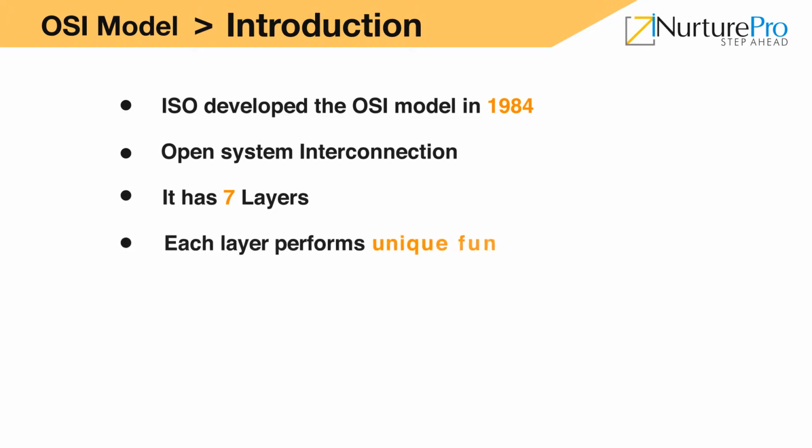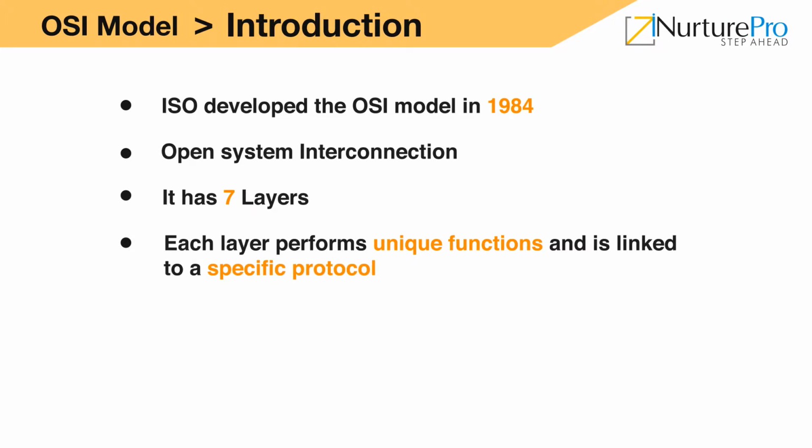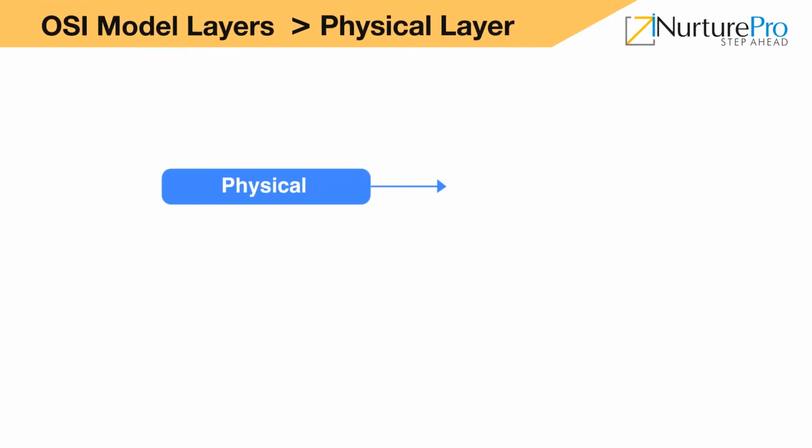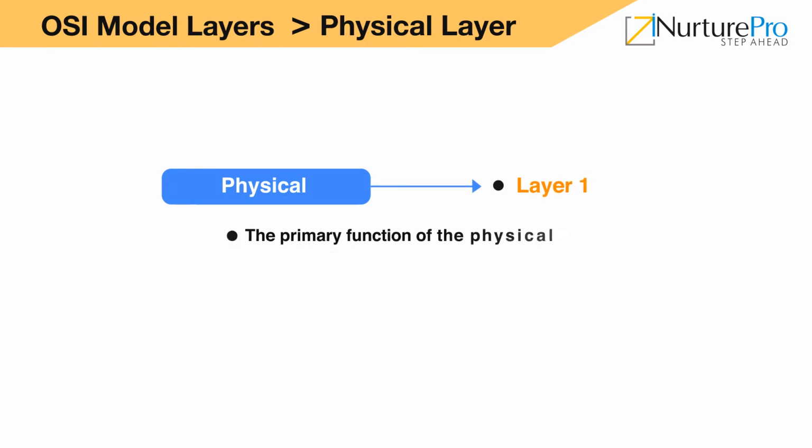The main purpose of designing these layers is to reduce complexity and make standardization easier. Each layer has its own unique function and a specific protocol. The protocol messages in an upper layer are data to the layer below. Now look at the first layer of the OSI model, that is, the physical layer.